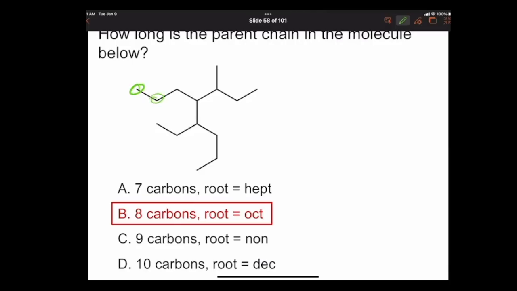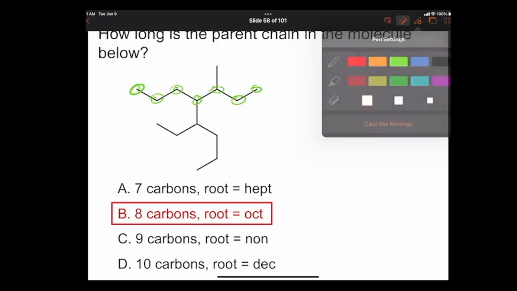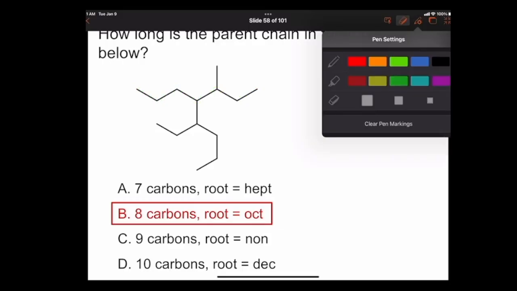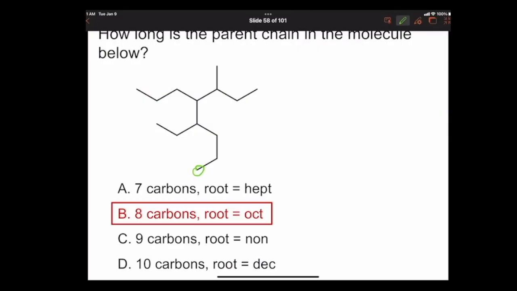If I just went through here, 1, 2, 3, 4, 5, 6, 7, that doesn't mean that there's not another long chain that doesn't follow this left to right or up and down axis. You have to count through the different parts of the structure. So for this one, I could count this as 1, 2, 3, 4, 5, 6, 7, 8. That's 1. Does anybody see this one as well? 1, 2, 3, 4, 5, 6, 7, 8. So you have 2 possible longest carbon chains.